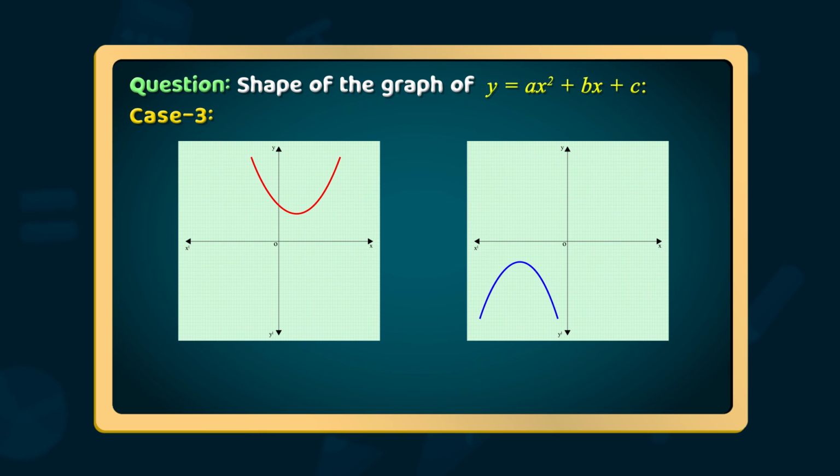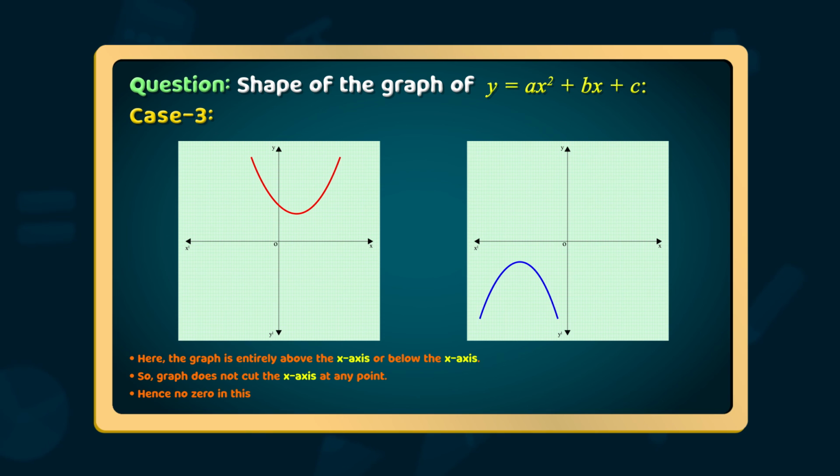So, our observation points are, first one, here the graph is entirely above the x-axis or below the x-axis. Second point, the graph does not cut the x-axis at any point. Third point, hence no zeros in this case.